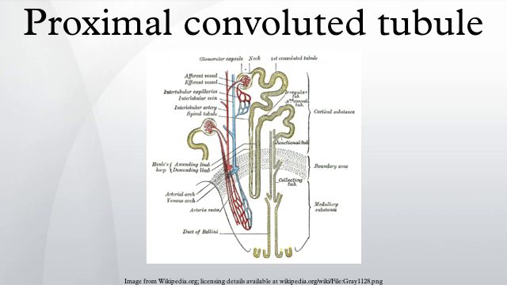The proximal tubule is the portion of the duct system of the nephron of the kidney which leads from Bowman's capsule to the loop of Henle. Structure. The most distinctive characteristic of the proximal tubule is its brush border.